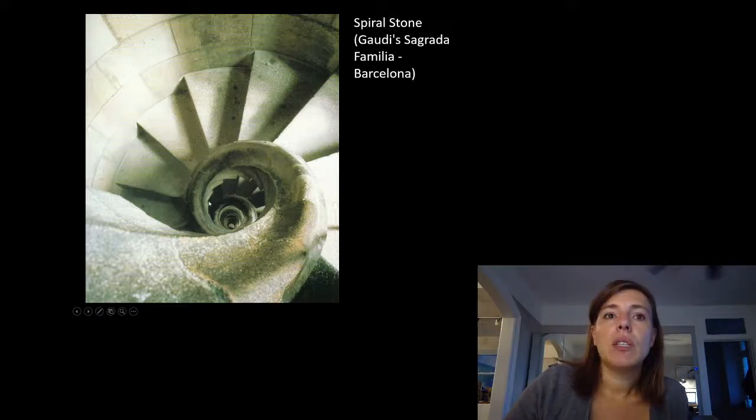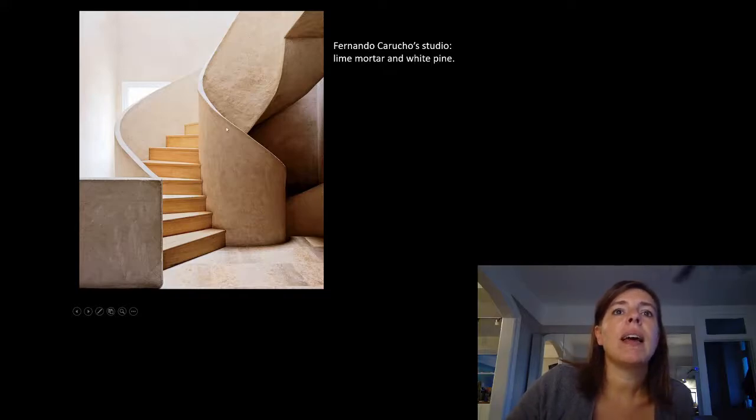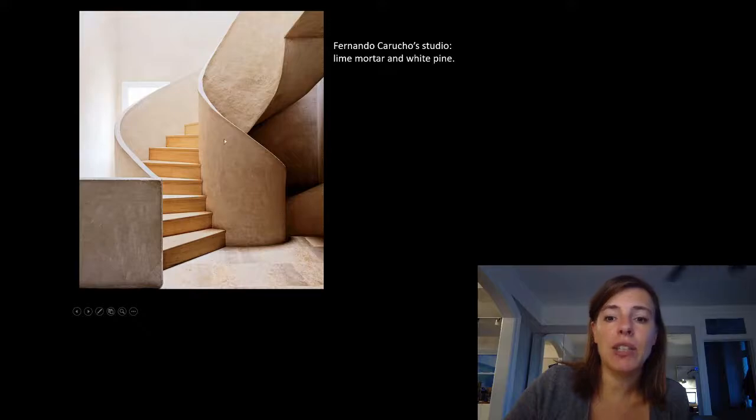You could do a stone guard. This one was interesting. The description said that it was lime mortar and white pine. I'm assuming that there is some curved wood within this element and then has the lime mortar on top of it. But there is a chance that because of the tight curvature that they did modeling and analysis and actually made this out of only lime mortar with maybe a mesh inside it.